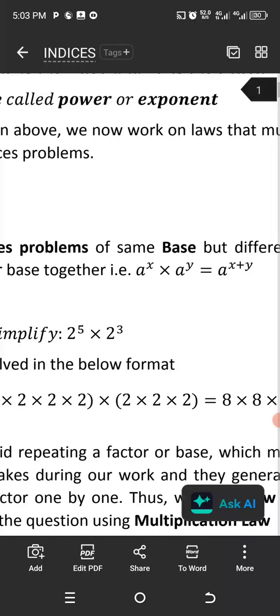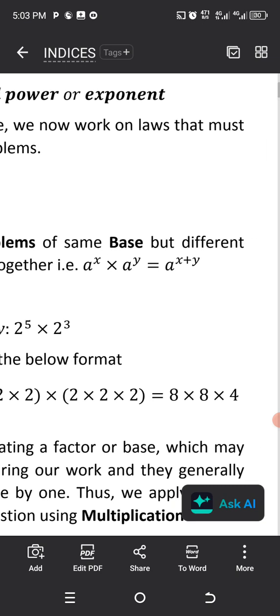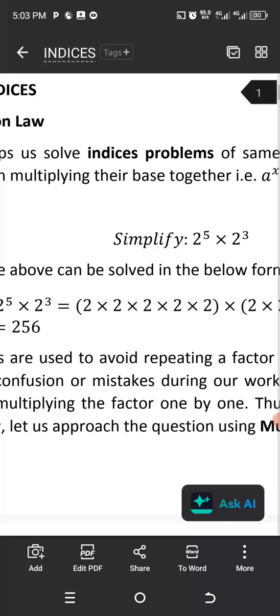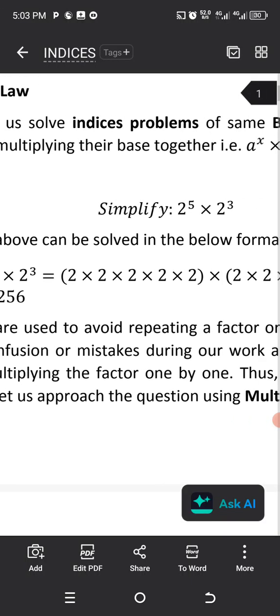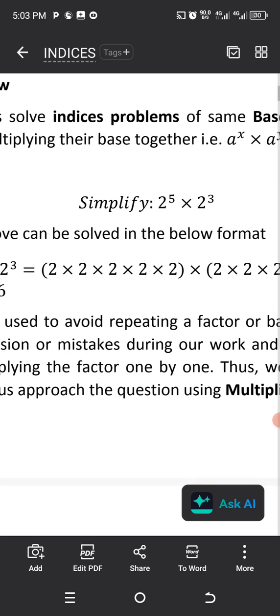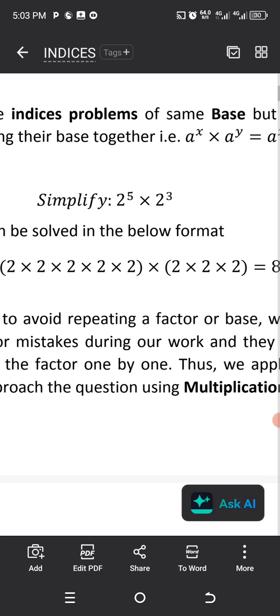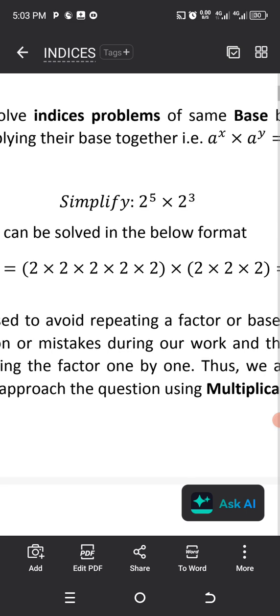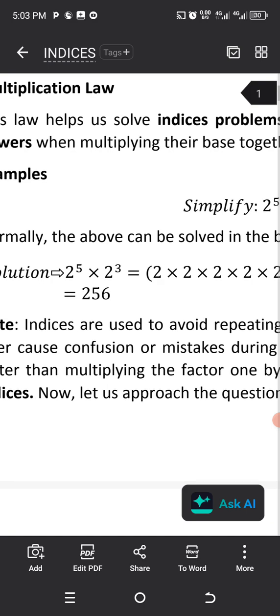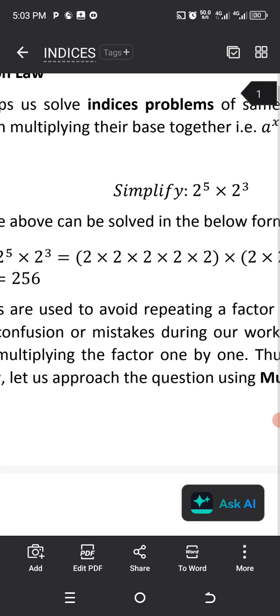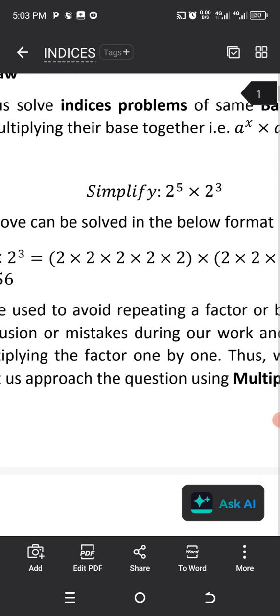But one thing about the multiplication law is that whenever you are multiplying the same base with the same index or different index, the result will be a raised to power the sum of the indices. Let's look at this simple illustration. We are asked to simplify 2 raised to power 5 multiplied by 2 raised to power 3. Once you see the multiplication sign in between, you apply the multiplication law.